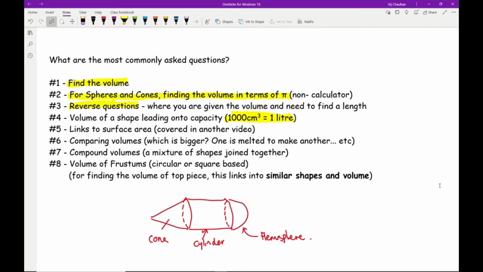Now, we'll do a video based on each of those 8 things you can see, where you can go through some examples of the typical questions you're likely to get asked in an exam, in homework, or in your class.